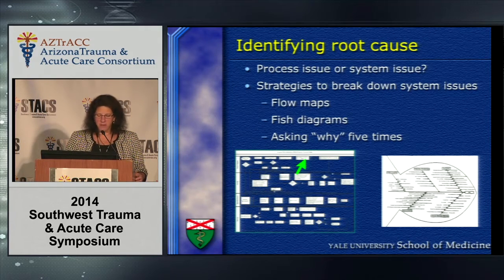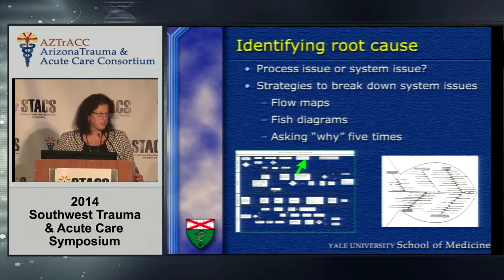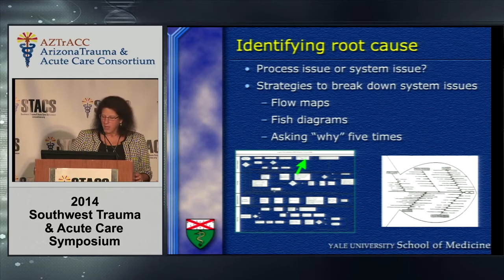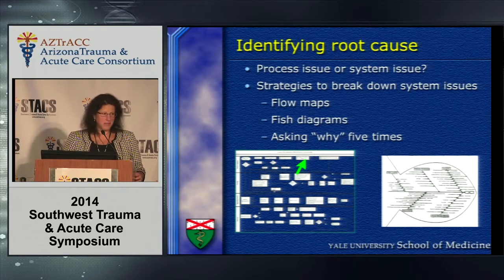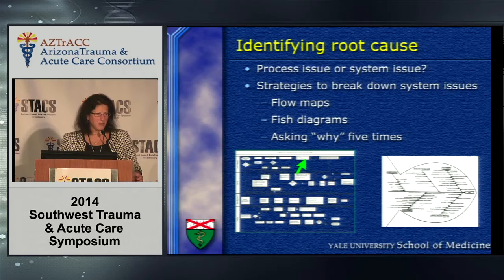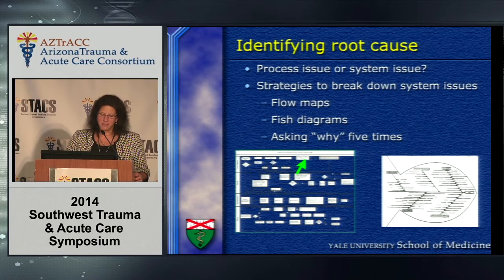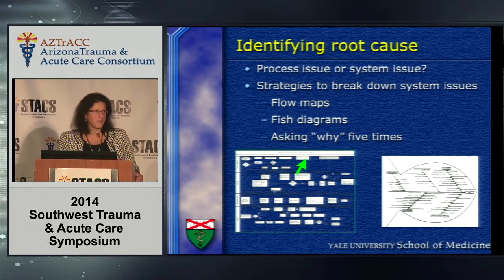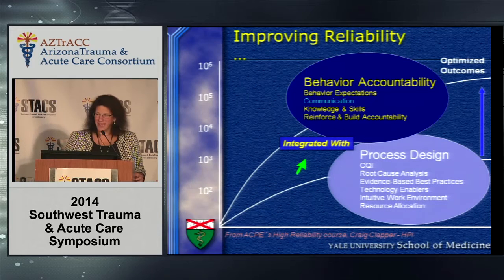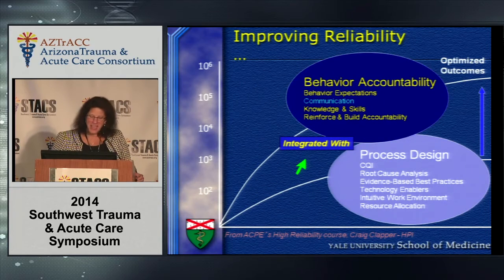So the diagram on the left is our flow map of our surgical site infection problem at Yale New Haven Hospital. And as you can see, there are multiple steps, and there is a test on this, so I hope you all can read it. Or you can do a fish diagram, which is the diagram on the right, which I shamefully stole from Hopkins. Or you can just ask why 5 times and all pretend that you're 2-year-olds. It's really kind of annoying when they do that, isn't it?